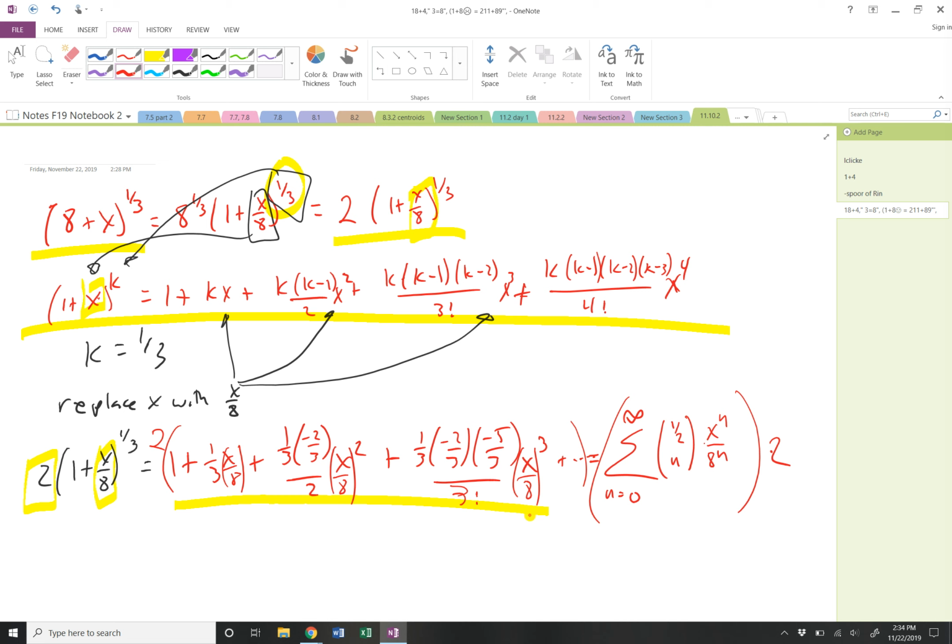So everywhere where there was an x, I now have x over 8. So I have powers of x over 8, and everywhere there was a k, it was 1/3, and then I can actually start solving there. And here was the general form, 2 times all of that. Any questions with that so far?